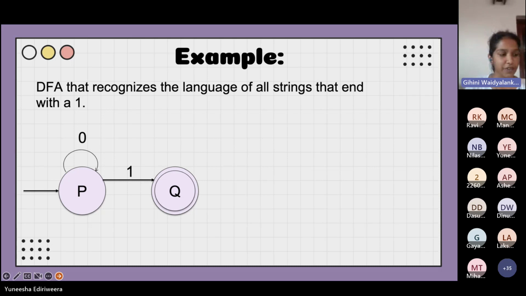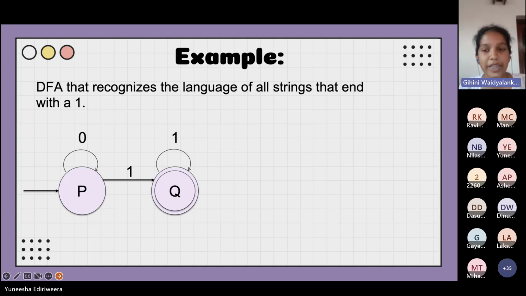Now imagine if I get a 0 as an input. Since the input is 0, it obviously cannot go to the final state. Because of that, it will loop back to state P. Now, even after I reach the final state, I can still get several inputs. So let's go to the next slide.